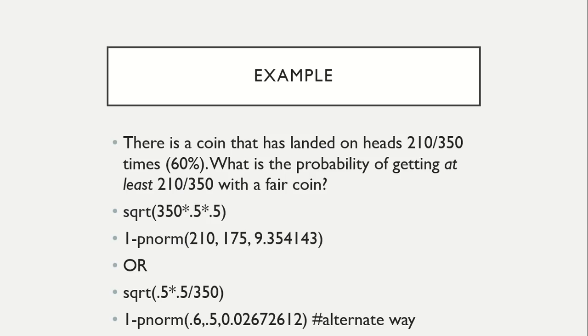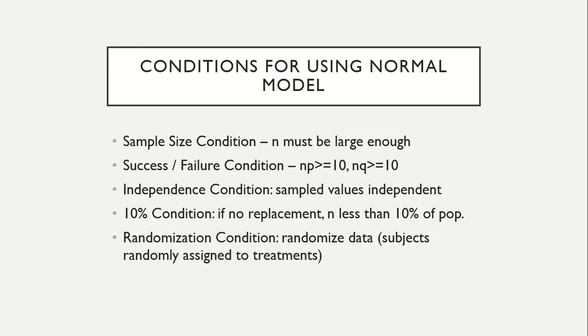So think about when you would use each and the type of wording that would be used. Here are some conditions for using the normal model. The sample size condition, success failure, independence, 10% condition, and randomization. The sample size condition says n must be large enough.